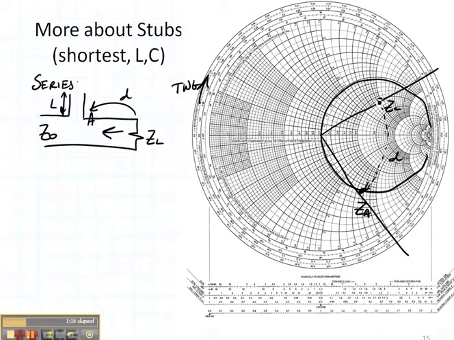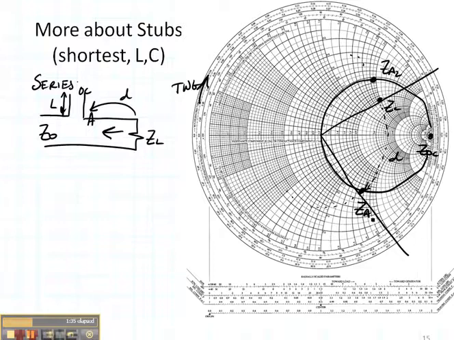The other possible place that I could have had was to keep going until I came back around this way, and here is another possible ZA2. Let's say that I have an open-circuited stub. Which of those would give me the shortest length of stub? Here is Z of an open circuit.